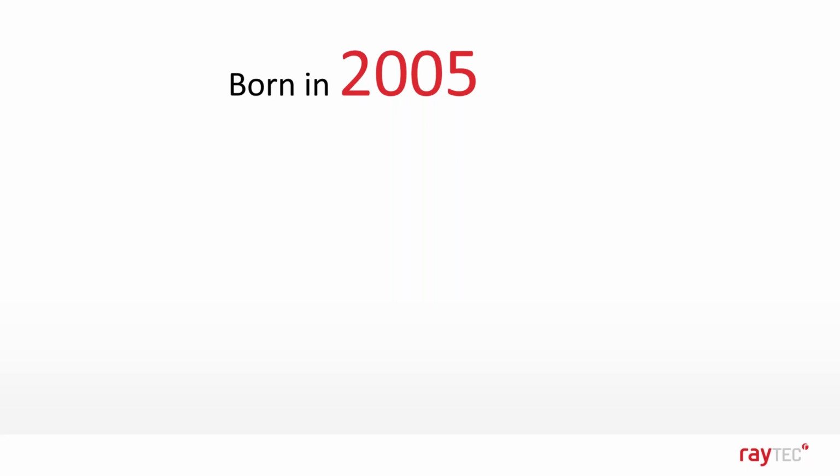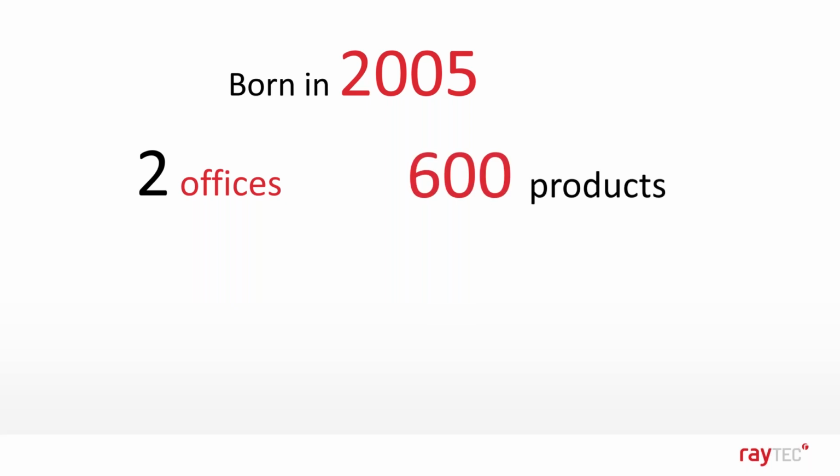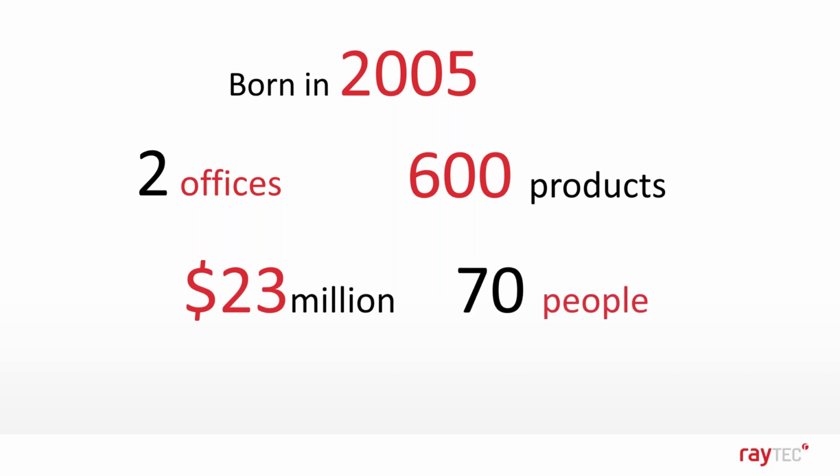Okay, so here's the brief introduction for anybody who is not too familiar with Raytec. We were established in 2005. We have two offices. We've got our headquarters where everything's designed and manufactured, in the north of England, and we also have an office in North America as well as a couple of sales offices around the world. We have more than 600 product variations, whether that be for security, hazardous area, or traffic. And we have an annual turnover of $23 million with 70 people working for us worldwide.